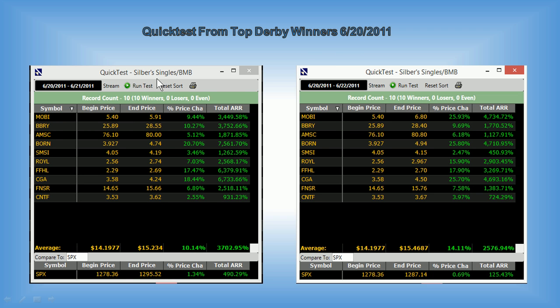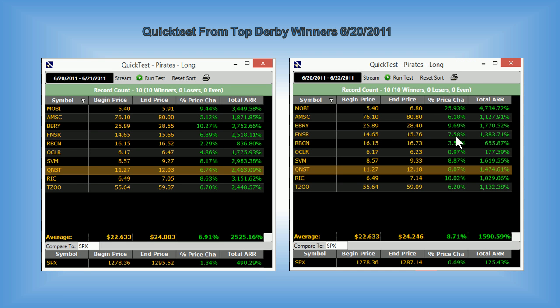On 6/20, I ran Silver Singles. On the first day in play, we got a 10% gain, 10 winning trades, no losers. And then on day 2, it bumped up even higher to a 14% gain. Again, still 10 winners and no losers. I did the same thing for Pirates Long, another great bottom fishing search, almost 7% on the first day. And again, that bumped up to 8.7% on the second day. 10 winning trades, again, no losing trades.